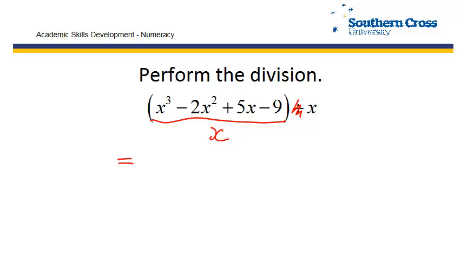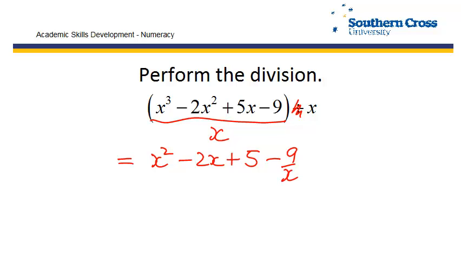So x cubed divided by x is x squared. 2x squared divided by x becomes 2x. 5x divided by x becomes 5. And the last one is the worst one to do, because you end up with a denominator, so 9 divided by x is 9 over x.